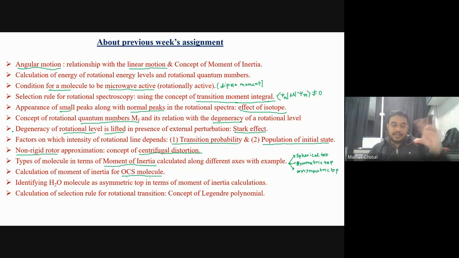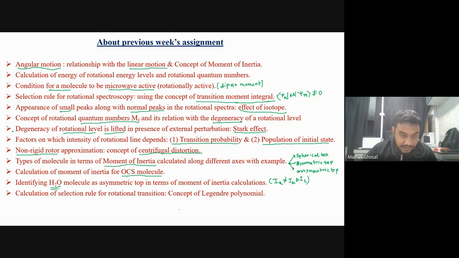How is the moment of inertia calculated? This was discussed. And then there was a proof for water, showing why it is an asymmetric top. Considering the bond angle, bond length and other values, it was shown that the moment of inertia along different axes is different: IA is not equal to IB, which is not equal to IC. That means it only satisfies the condition for an asymmetric top, so water was discussed as an asymmetric top molecule.